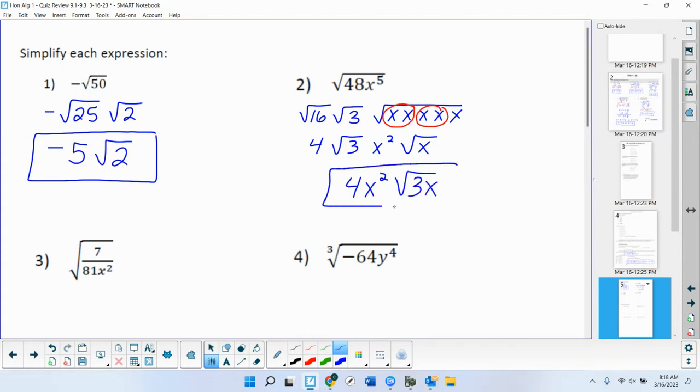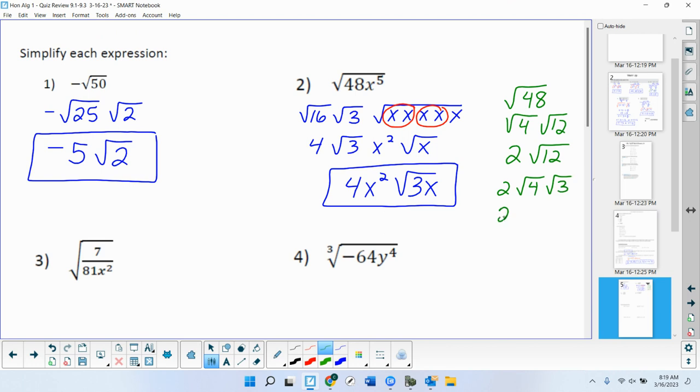How'd you guys do on that one? Did anybody accidentally use 4 and 12? Remember, if you accidentally broke 48 up using 4 and 12, that's fine, but you cannot stop there because you did not find the biggest perfect square, and 12 can still be broken up into what? 4 and what? What's the square root of 4? So you still get 4 square root of 3, and then you'd have your x's. Don't stop early. Carter? So I ended up using, I think it was 6 and 8.